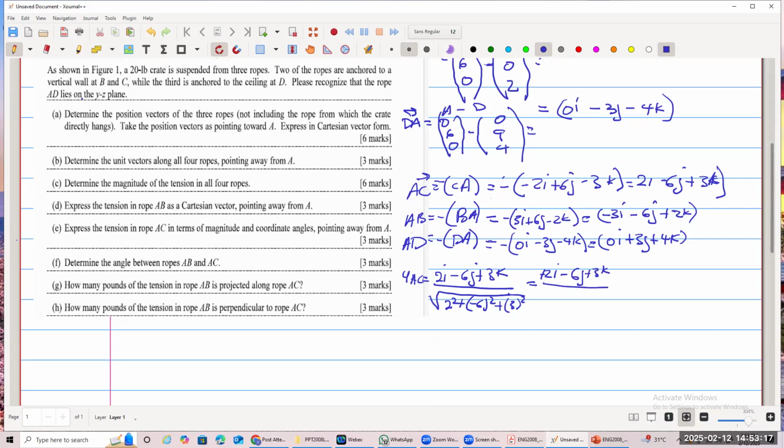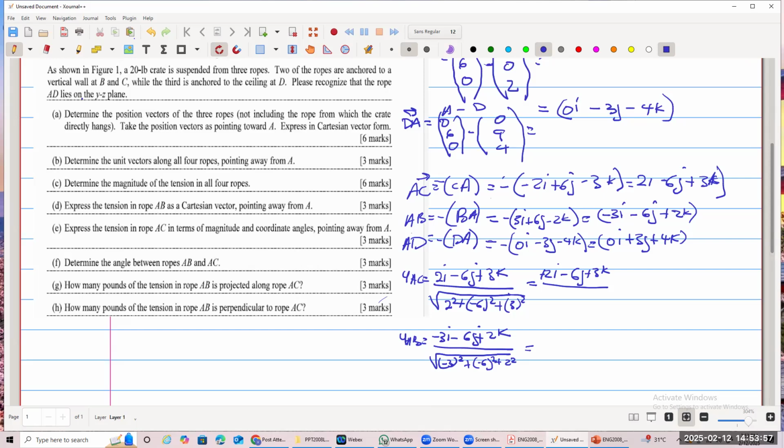All right. And then the next one would be UAB, which equals minus 3I minus 6J plus 2K, and you find the modulus of it. So you take the root, you square each quantity, plus minus 6 squared plus 2 squared. Please give me the modulus of those.